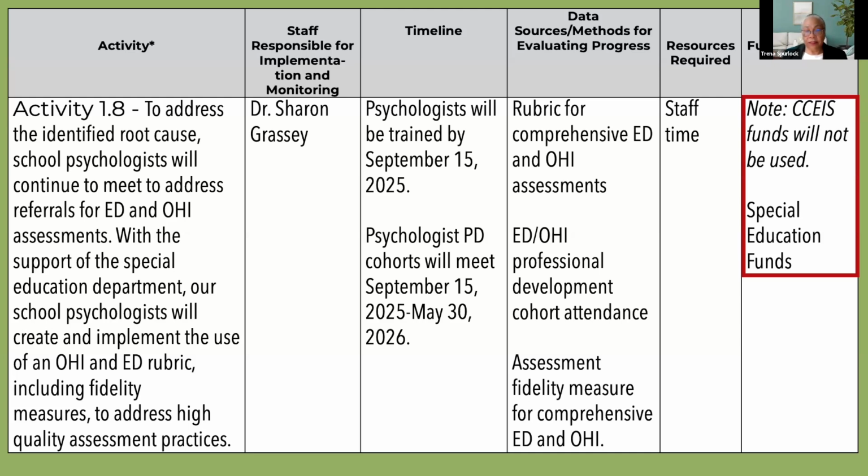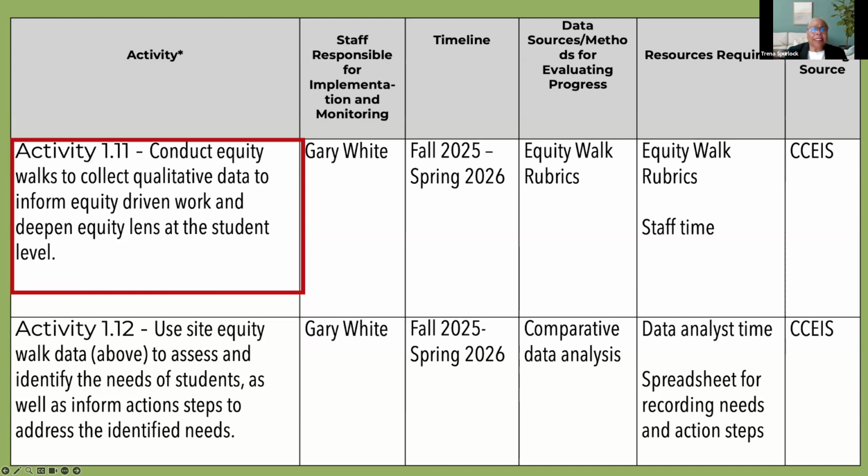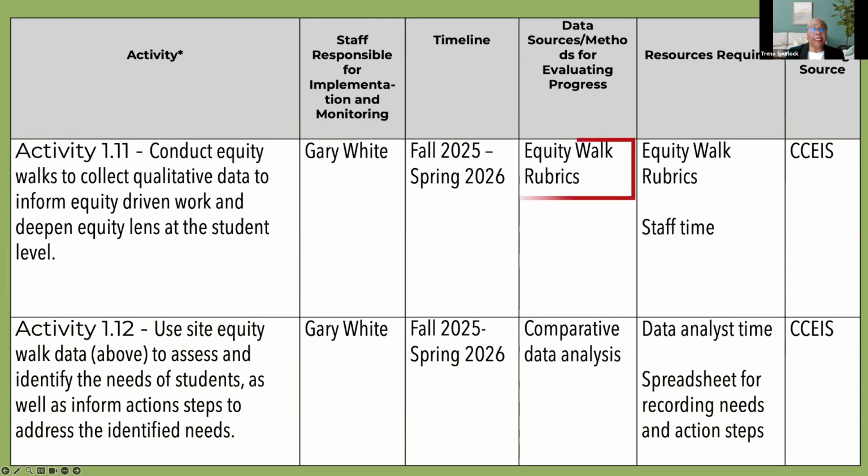the targeted population. Activities 1.11 and 1.12 are related to the equity walks mentioned in the measurable outcome 4. Activity 1.11 collects formative data that will guide the LEA in their equity work, particularly at the student level for their target population. The tools for collecting that data are equity walk rubrics. Activity 1.12 is where the data collected on the equity walks is analyzed to inform what should take place to meet the needs of the target population.